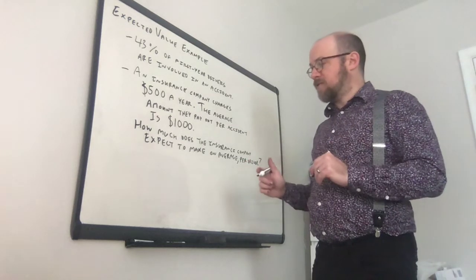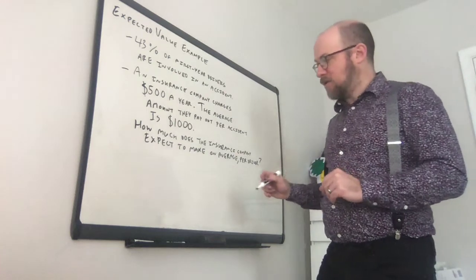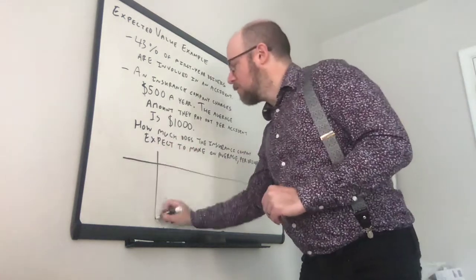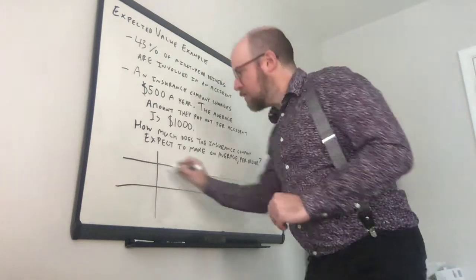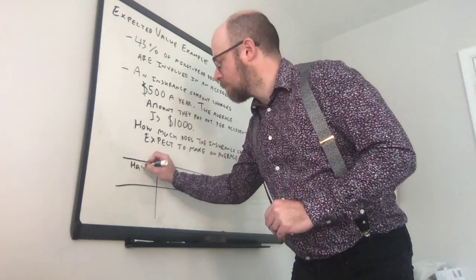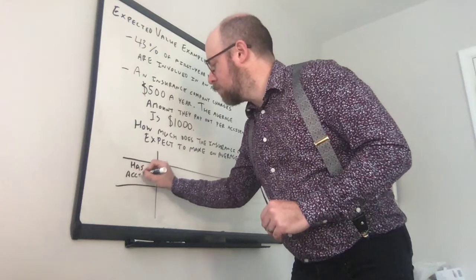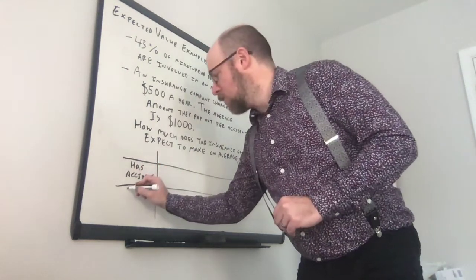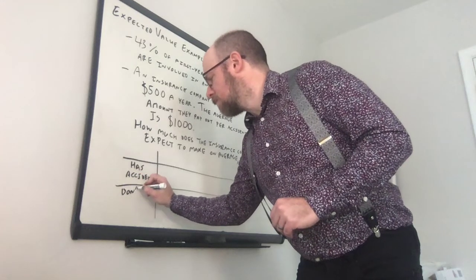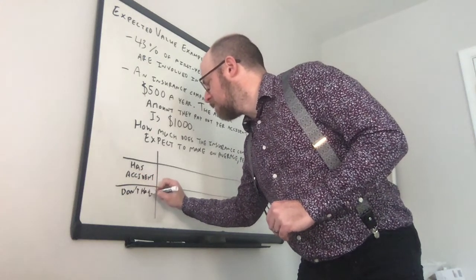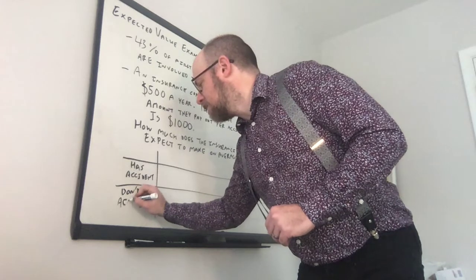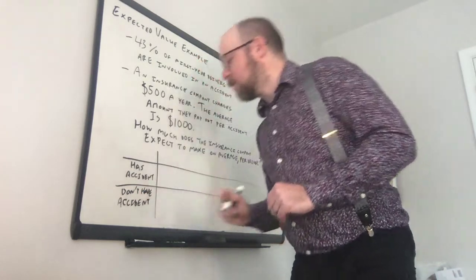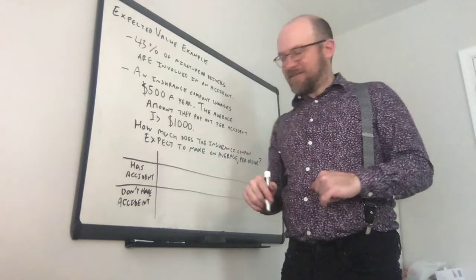So we can think about this in terms of expected value as there being, just like we did before, two events, right? Either you have an accident or you don't have an accident.